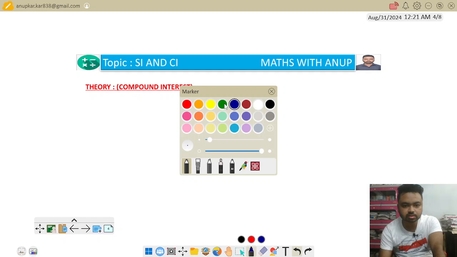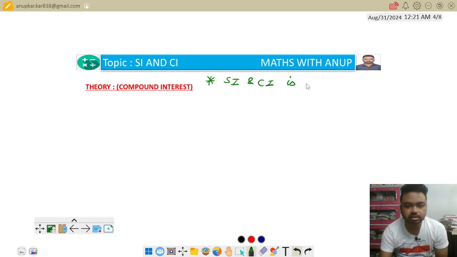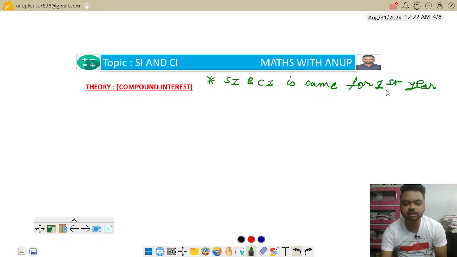So first point is that SI and CI is same for the first year always. Why, can you tell me? Because there is no interest upon interest applied for the first year. It's a basic thing. So SI and CI is same for first year.